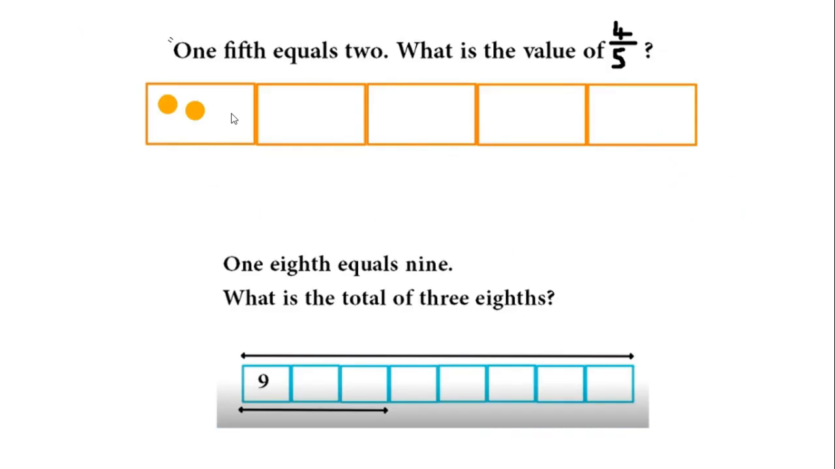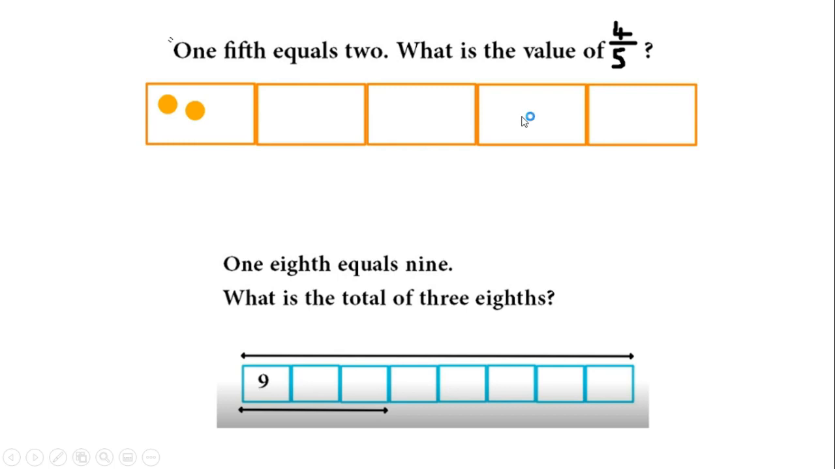Okay, now questions don't always ask you to work out the whole. Sometimes they ask you to work out other fractions. So for example, this one, 1/5 equals 2. What is the value of 4/5? Nice and straightforward. What would the answer be? The answer would be 8, because if that's 1/5, we would just fill in 3 more boxes, because that would be 1/5, 2/5, 3/5, 4/5.